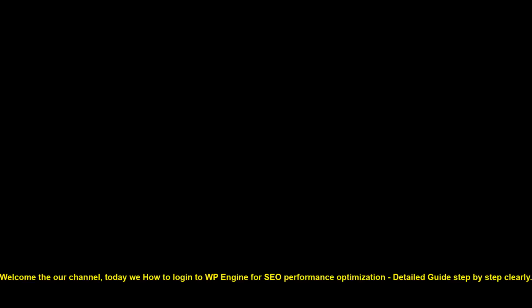Welcome to our channel. Today we show how to log into WP Engine for SEO performance optimization, a detailed guide step by step clearly. To begin, open your web browser. In the address bar, type wpengine.com and hit enter. Once the home page loads, locate the login button at the top right corner.